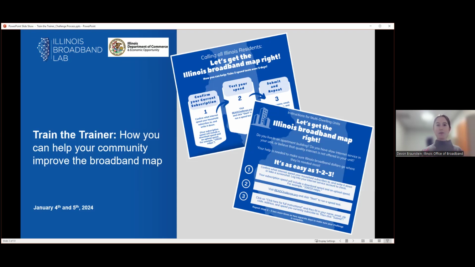So this sort of overall goal is we want to make sure that we have the most accurate picture of broadband connectivity across Illinois.